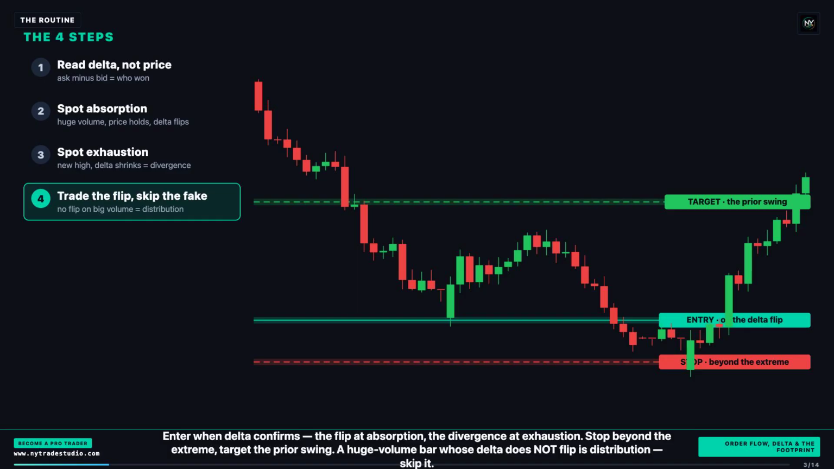Volume tells you how many traded. Delta tells you who won. Never confuse the two. Read delta, spot absorption, spot exhaustion, and only trade the confirmed flip. Now let's run it on 3 real charts and 1 trap with our 3 traders.